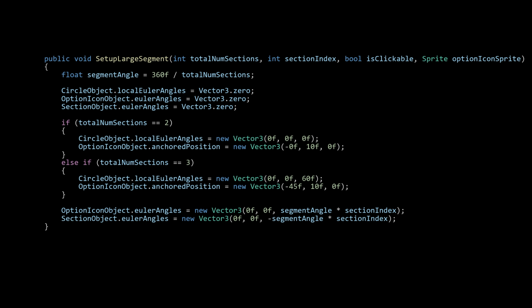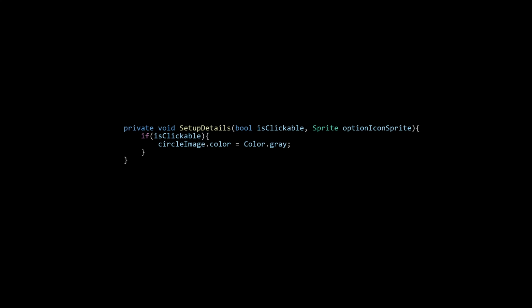Let's also create a function for the setup details. This guy will set up the color of the segment and its icon, so we need to know if it's clickable and what sprite to use. If it's clickable, let's set the color to gray. Otherwise, we will set it to white. Again, this isn't used in this demo, I'm just showing you how you would set up a functionality like this. And let's set our sprite.